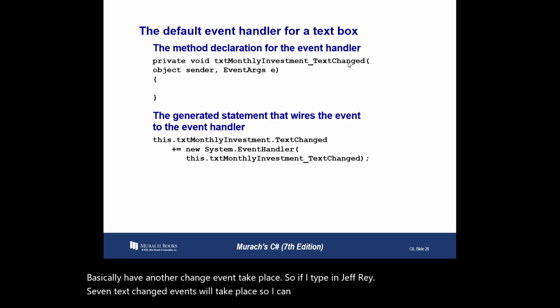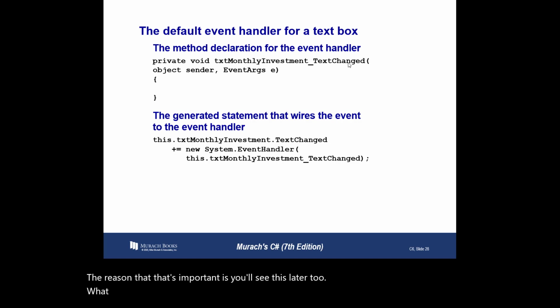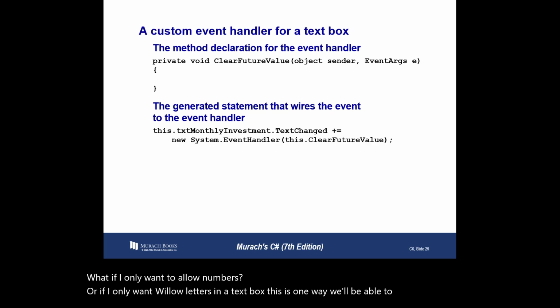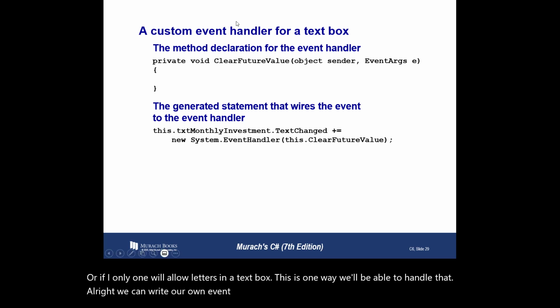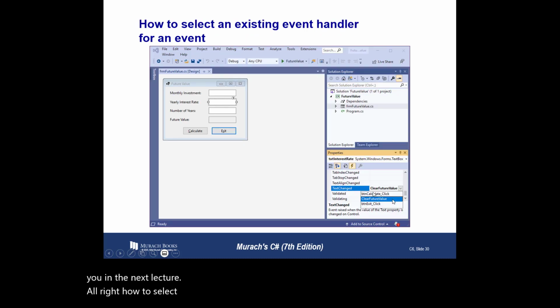Why is that important? The reason that's important is, you'll see this later too. Well, what if I only want to allow numbers, or if I only want to allow letters in a text box? This is one way we'll be able to handle that. All right. We can write our own event handlers as well, and that's what I've started showing you in the next lecture. All right. How to select an existing event handler?